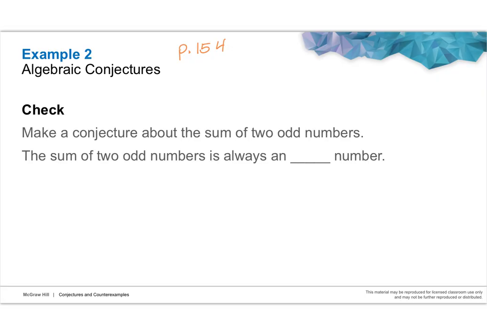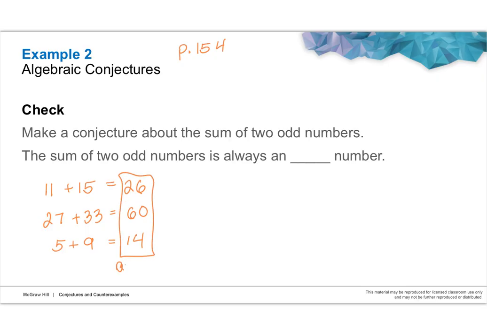In example two's check on page 154, we are making a conjecture about the sum of two odd numbers. So let's pick some odd numbers. How about 11 and 15? If we add those two odd numbers together, we get 26. Pick another case. How about 27 and 33? We get that the sum is 60. And we'll just go even more simple, just 5 and 9, 14. All of these numbers here are even. And so the sum of two odd numbers, based on this pattern, our conjecture is that it is always an even number.